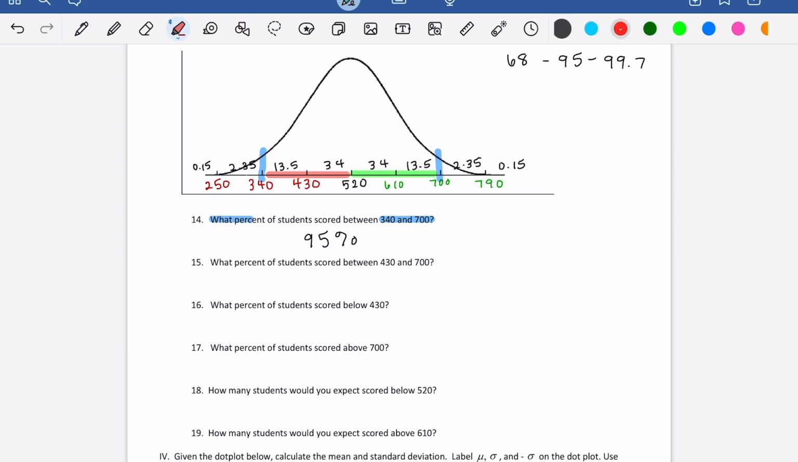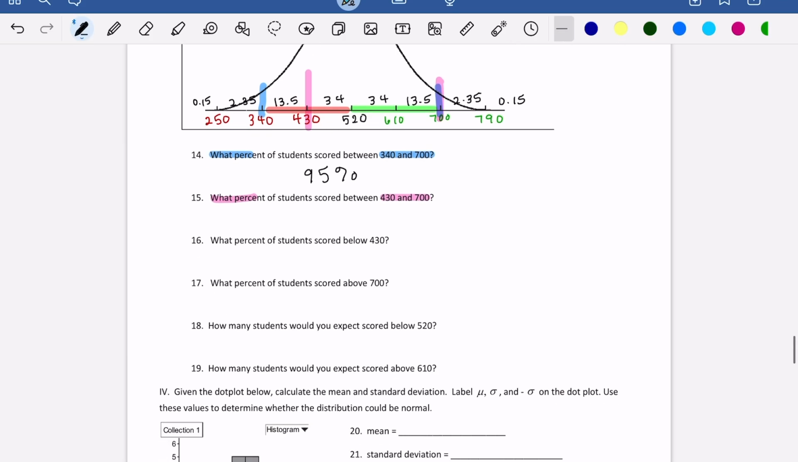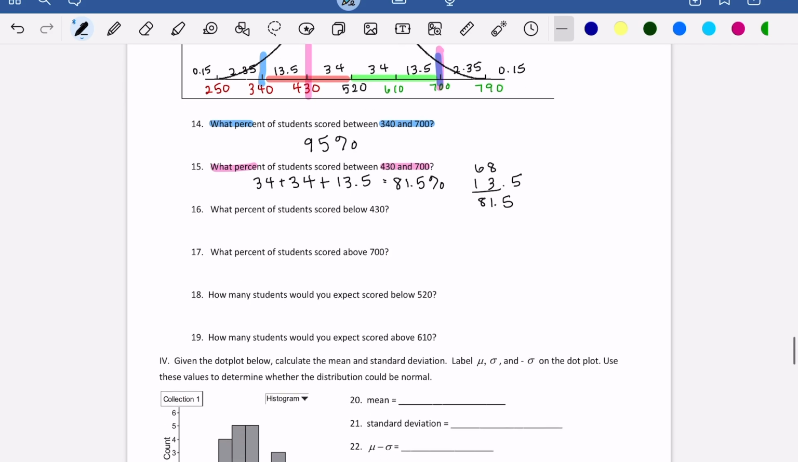What percent of students scored between 430 and 700? So we have 430, 700. That is not even, so it's 1 on the left, 2 on the right. So now I am going to add my values. So we have 34 plus 34, of course, this is percentage, and then plus 13.5. 68 plus 13.5 is going to be 81.5%. So that is the percentage of students we would expect to score between 430 and 700.